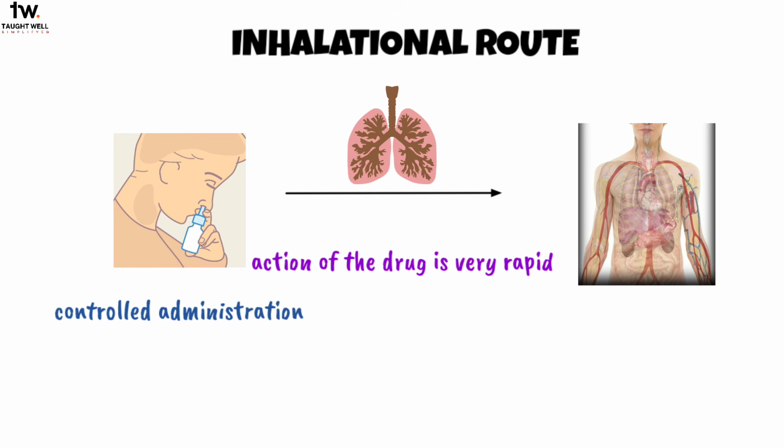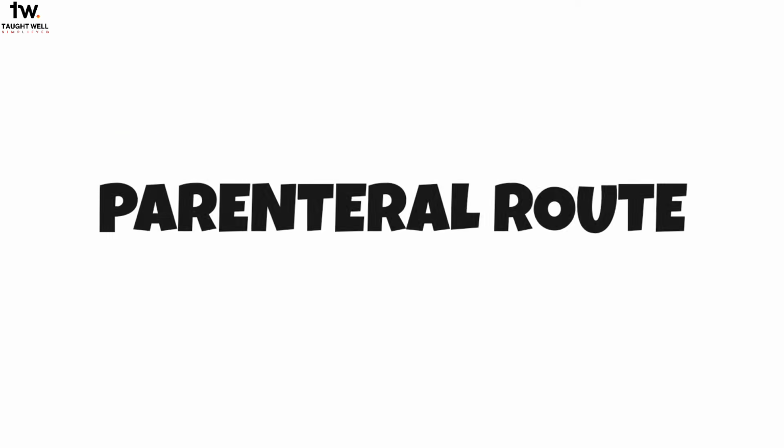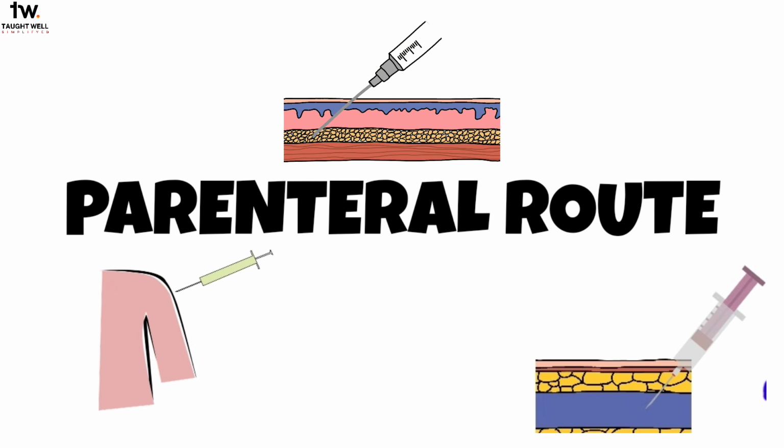The mucous membrane of the nose can also readily absorb many drugs. Digestive juices and the liver are bypassed. However, only certain drugs like GnRH agonists and desmopressin used in the form of a spray or nebulized solution are given through this route. Okay, now we are going to discuss the parenteral routes of drug administration.